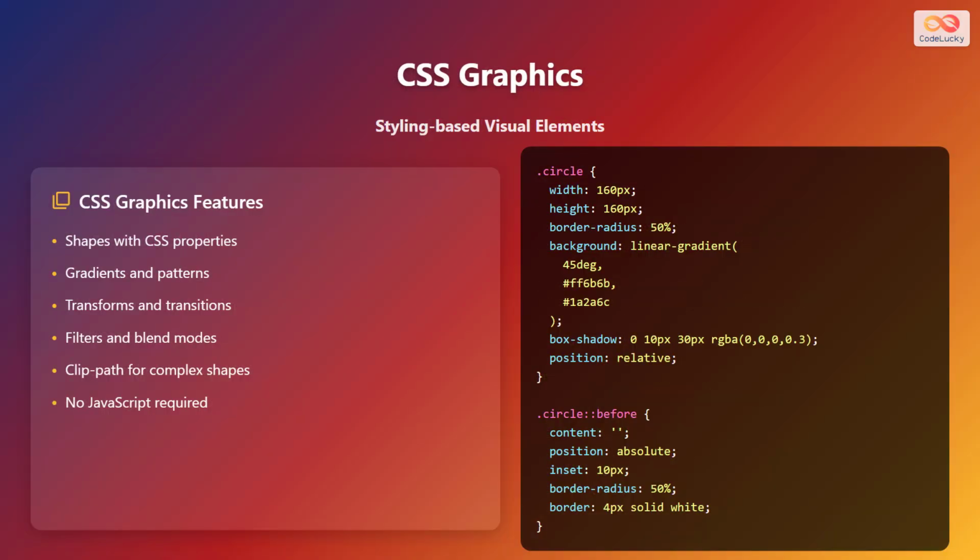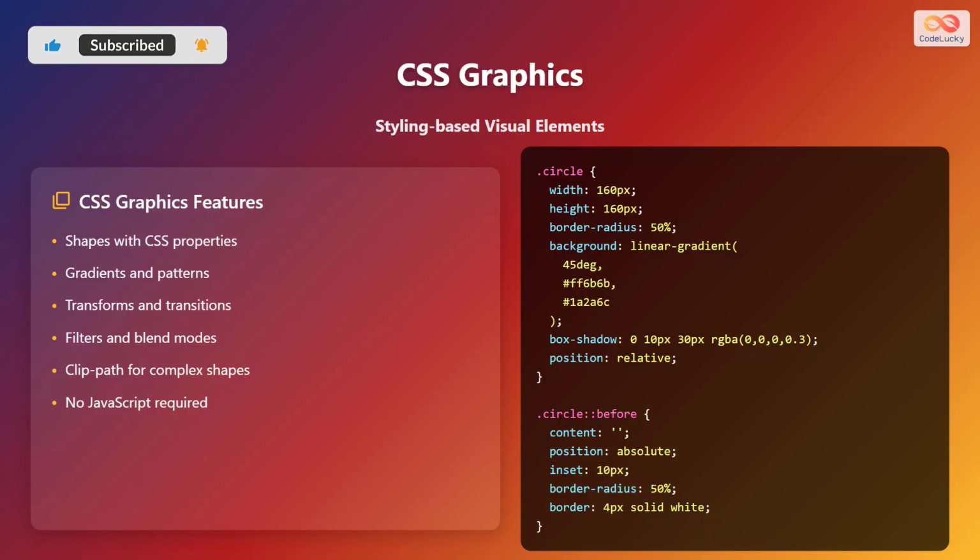Next, let's discuss CSS Graphics, where we can create styling-based visual elements. CSS allows you to create shapes using CSS properties. You can also make gradients and patterns. It can handle transforms and transitions, apply filters and blend modes, and even clip complex shapes using clip-path, all without needing JavaScript. Here's a CSS example.